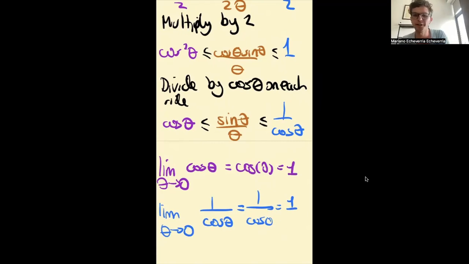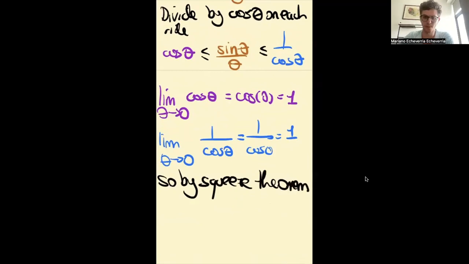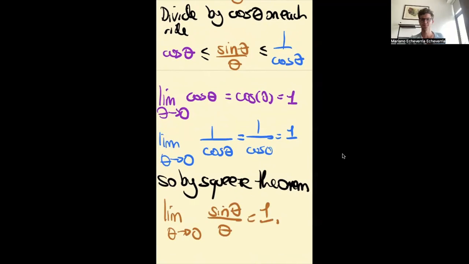So do you see what's going on here? This side has limit one, this side has limit one as theta goes to zero. And so by the squeeze theorem, the one in the middle must have limit one as well. Is that making sense?